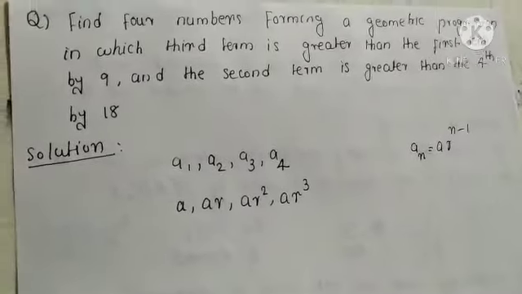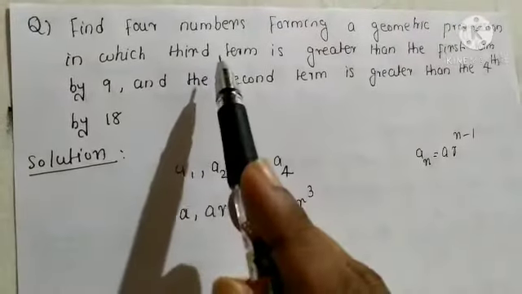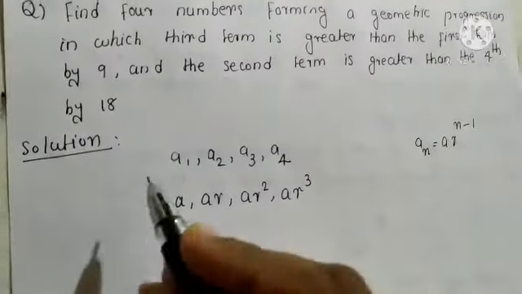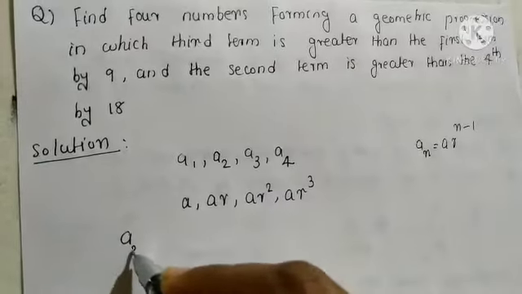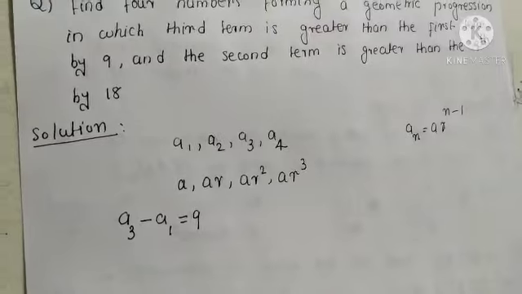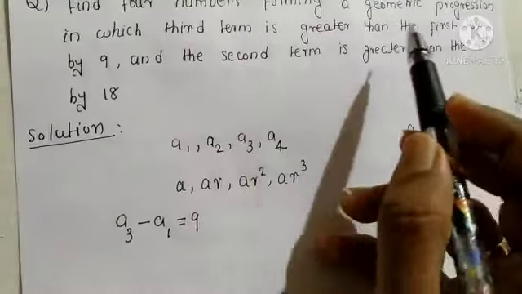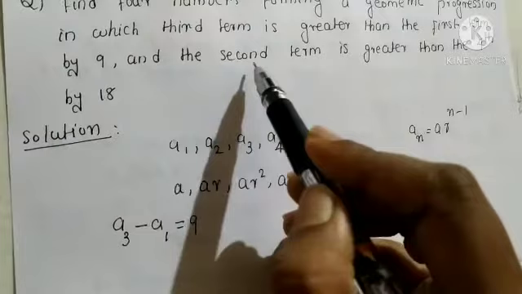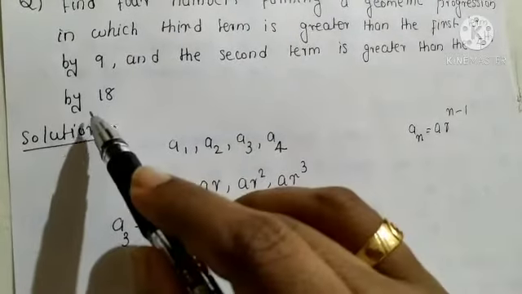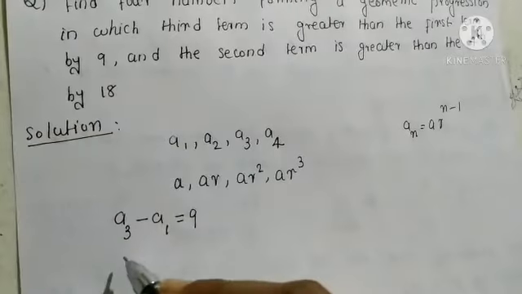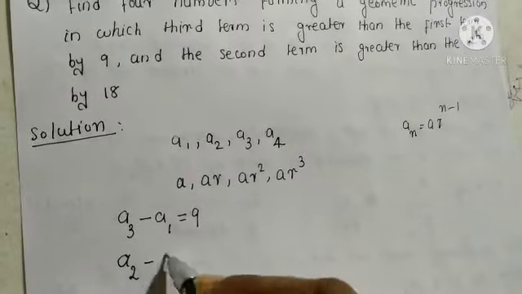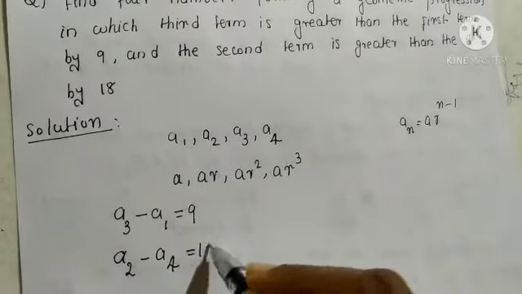Okay. So here given that the third term is greater than the first term by 9. That means the difference A3 minus A1 is 9. Right? And also given that the second term is greater than the fourth term by 18. So the difference of A2 and A4 will be equal to 18.